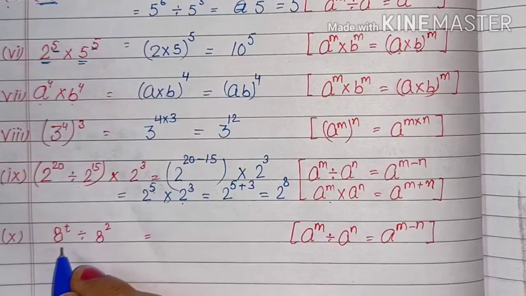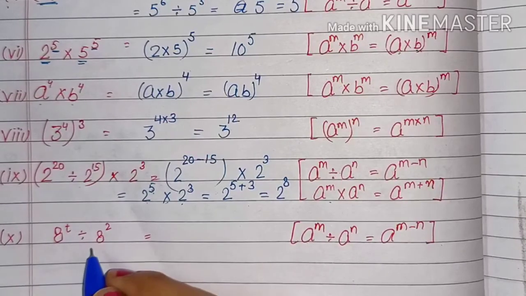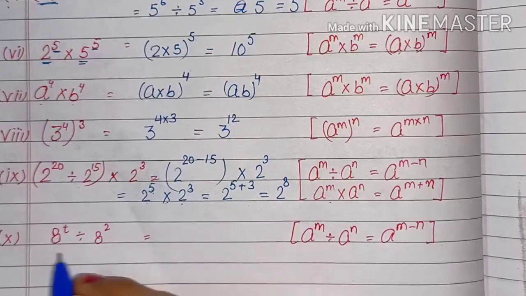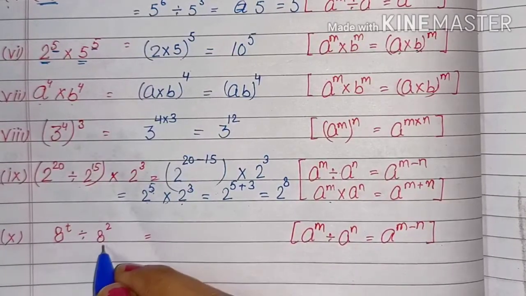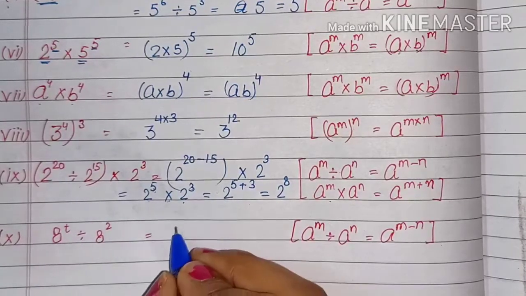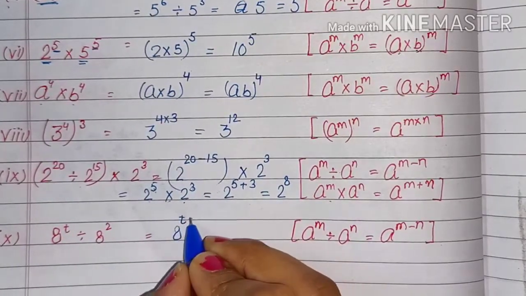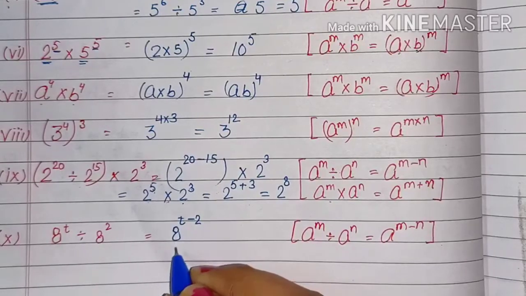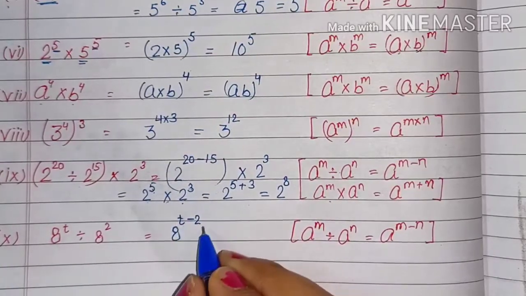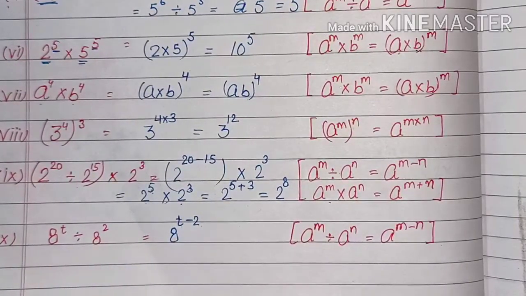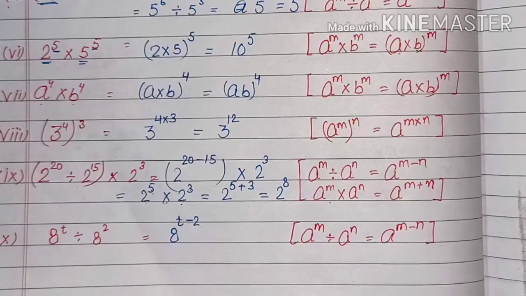In the 10th part we have 8 raised to power t divided by 8 raised to power 2. Use this law: base the same, division, then subtract the powers. So it is t minus 2. The answer is 8 raised to power t minus 2. This was the solution of question number 1.